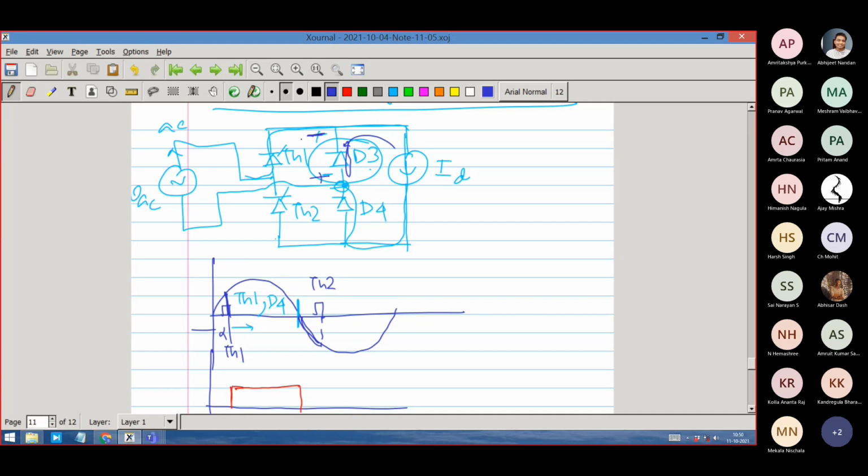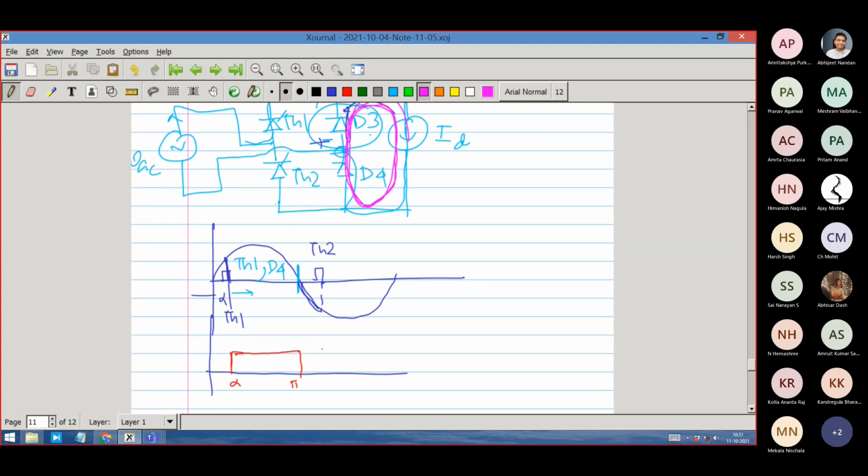But the current ID has to be continuous. So what is the way out? D4 will conduct. So basically the thing that will conduct is D3, and D4 will freewheel. This current is now freewheeling, and this freewheeling current is essentially keeping TH1 turned off. This means the input current will be zero at that point.